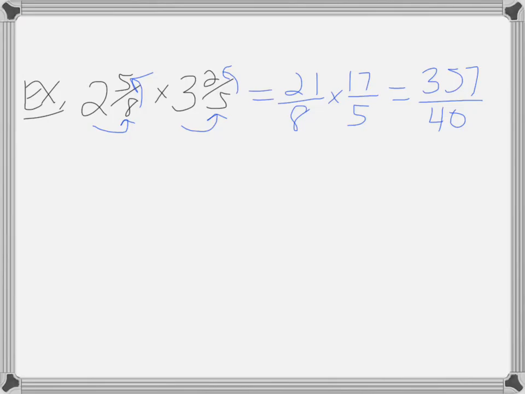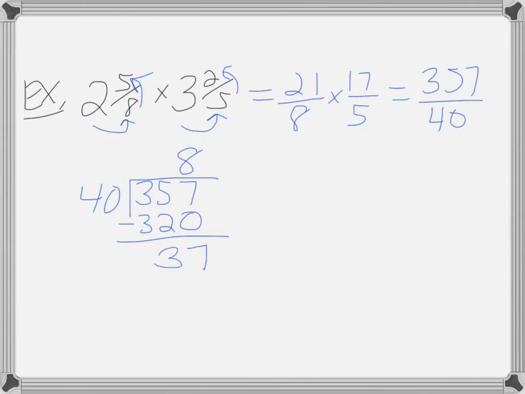Now let's divide that and change that to a mixed number. 40 won't go into 35, so I have to look at 40 into 357. And use your calculator to figure out how many times 40 goes into 357. Just do 357 divided by 40. It goes 8 times with some decimal parts, but the whole number would be 8. And then I multiply 8 times 40. 320 and subtract. So I have a remainder of 37. My mixed number then would be 8 and 37 over 40.